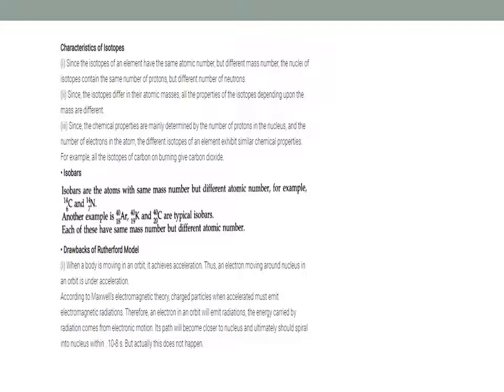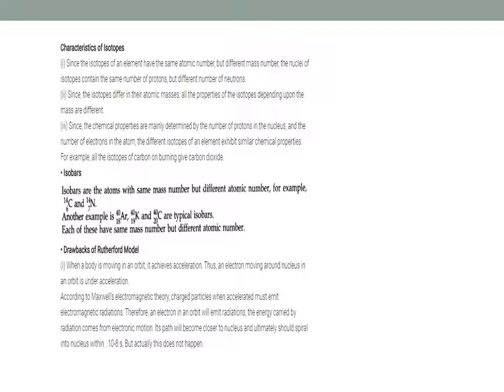Isobars. Isobars are the atoms with same mass number but different atomic number. For example, carbon-14 and nitrogen-14. Other examples are argon and potassium and calcium.